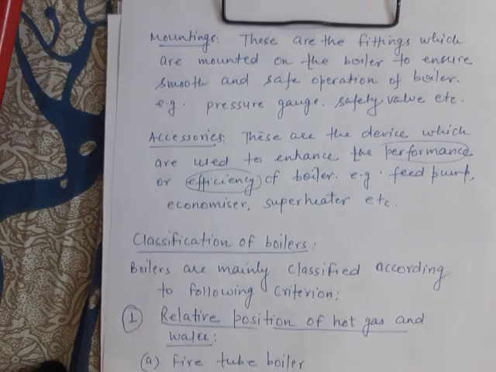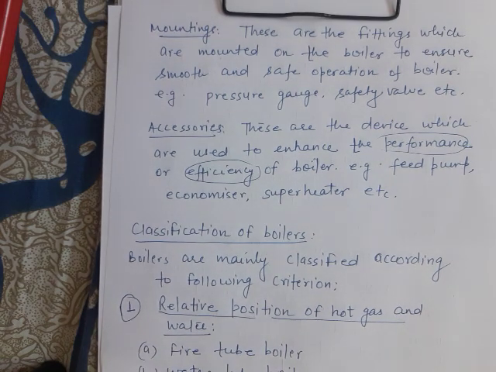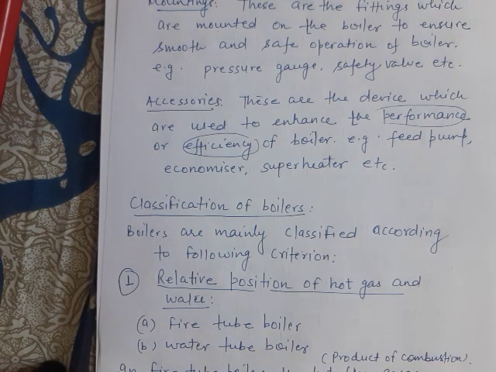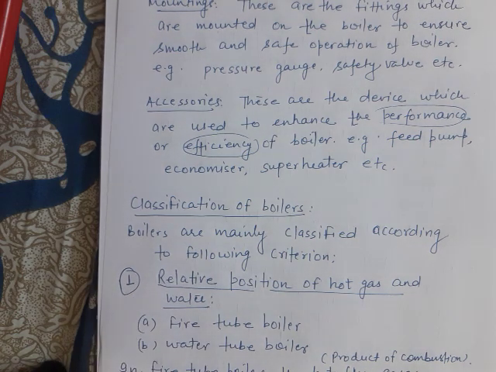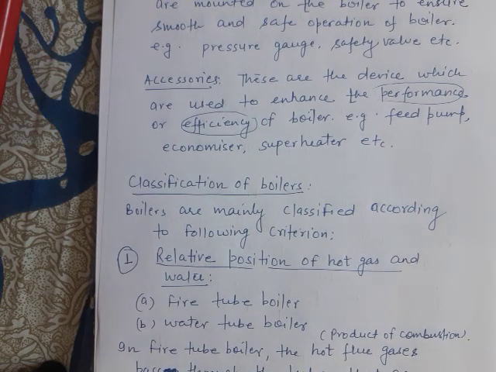Now let's classify the boilers. There are multiple criteria to classify the boilers. You may find 10 or 15 criteria. Different books use different criteria to classify the boilers. We will understand some of the important criteria on which the boilers have been classified. The boilers are mainly classified according to the following criteria. The first criteria for classification of the boiler is the relative position of the hot gases and water.